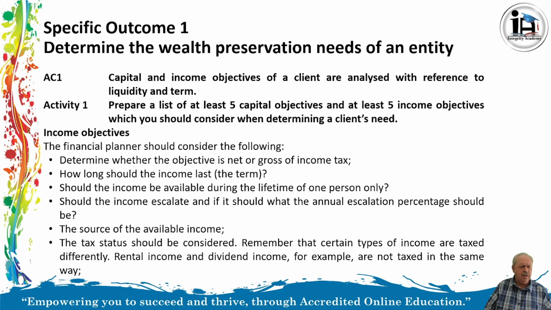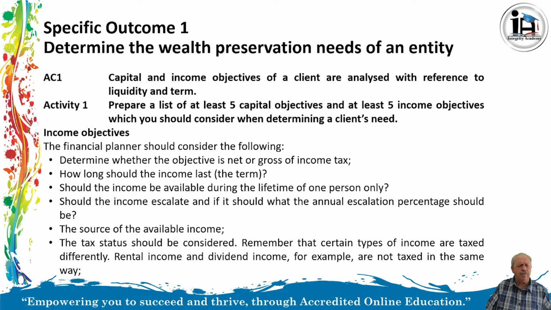How long should the income last? That's the term. For what period must we provide? Should the income be available during the lifetime of one person only, or is there a husband and a spouse and children involved? So if it's more than one person, obviously we need to provide more for each individual need. Should the income escalate? And if it should, what the annual escalation percentage should be? So that we need to discuss with the client. I'm going to come back to the escalation.